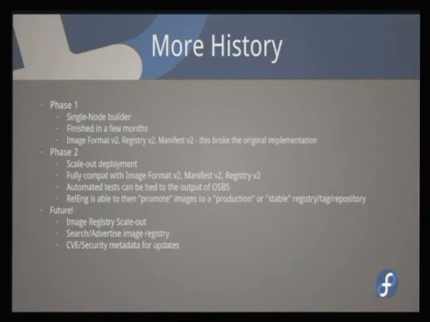So phase 2 was the scale-out deployment, and this is what finished in December, and what we were able to get out and publish to the community such that people can start building containers. And for those who aren't familiar, the Fedora Atomic Working Group, which is focused around all things container, atomic host, container running technology, container orchestration within the Fedora project.